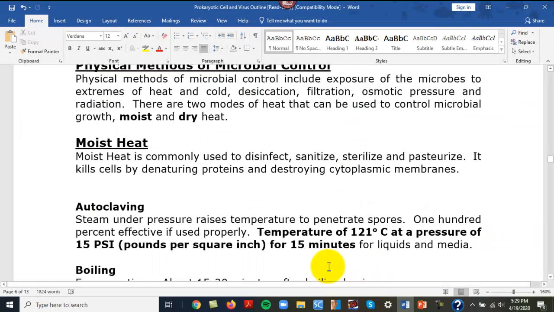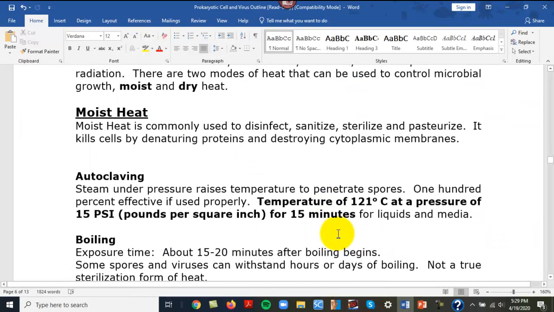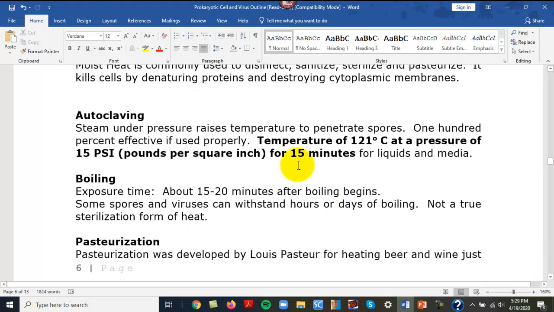And nothing can survive an autoclave. It's a sterilizer. There's the settings. 121 degrees Celsius is very hot. 20 degrees Celsius is room temperature, so that's 70 degrees. 37 degrees Celsius is body temperature, so 98.6. So that's how high that is.